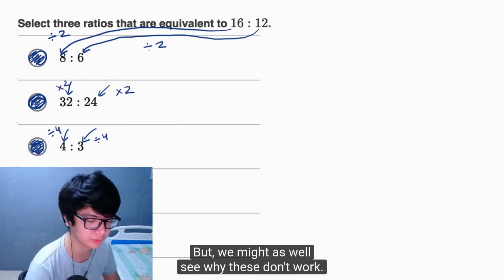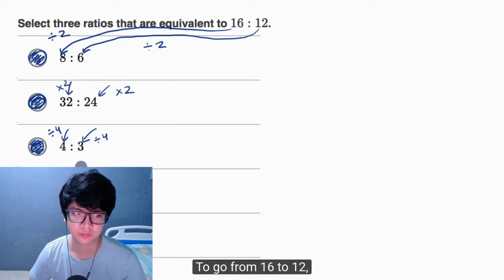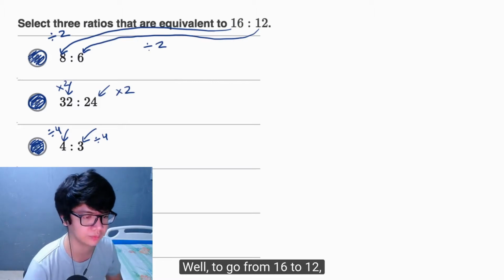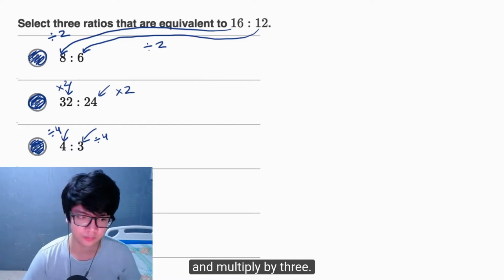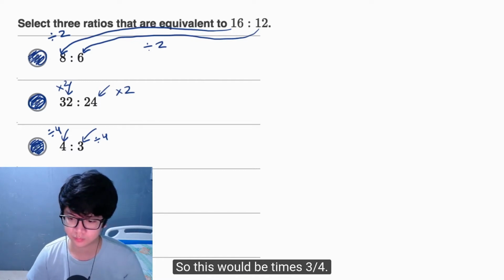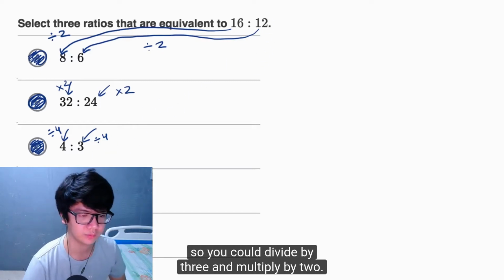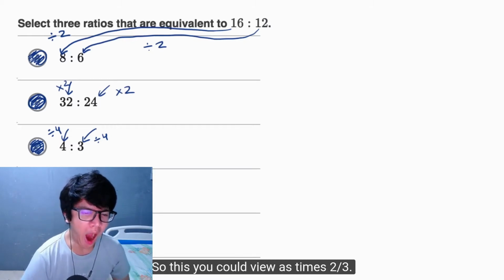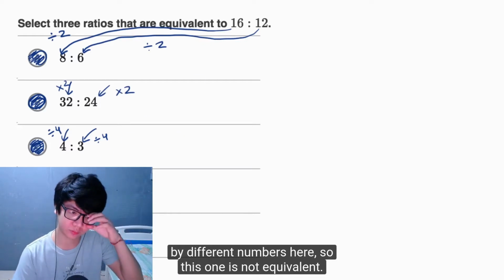But we might as well see why these don't work. Now let's think about it. To go from 16 to 12, how do we do that? Well, to go from 16 to 12, you could divide by 4 and multiply by 3. So this would be times 3/4. You would get 12. And to go from 12 to 8, you could divide by 3 and multiply by 2. So this you could view as times 2/3. So you'd be multiplying or dividing by different numbers here. So this one is not equivalent.